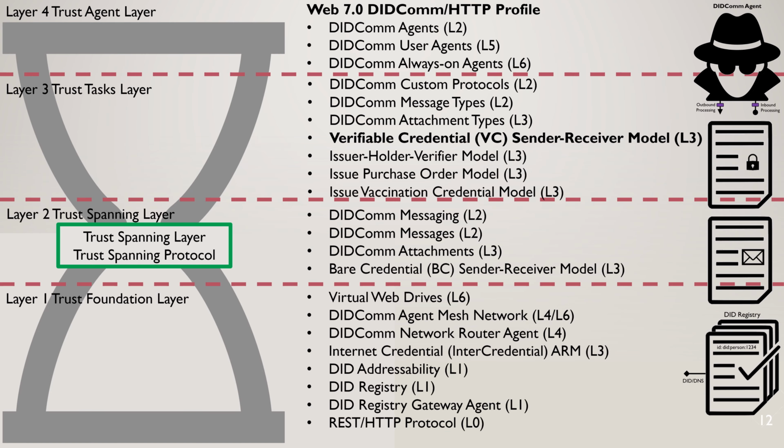So where do these belong in the Web 7.0 trust spanning layer framework? Well, they're in layer 3, the trust tasks layer. They're no longer part of the trust spanning layer. They're not part of that middle tier, that neck on the hourglass through which all communications need to pass. They're built on top of bare credentials, so they belong in that layer 3 trust tasks layer, and we see them highlighted there.